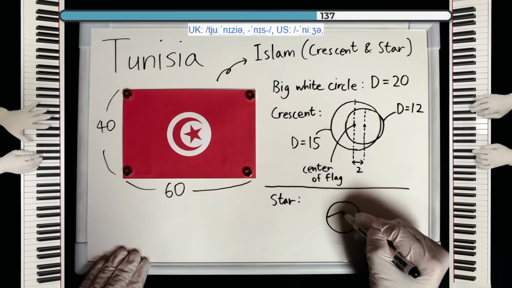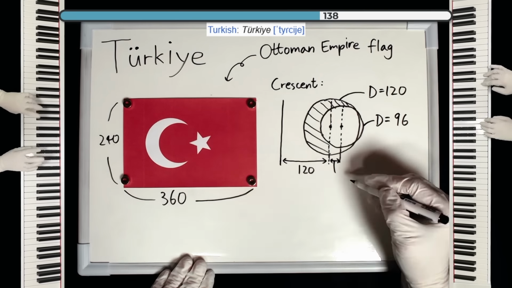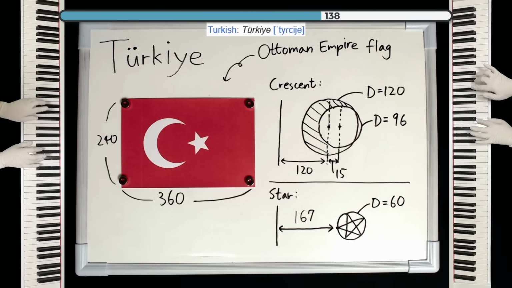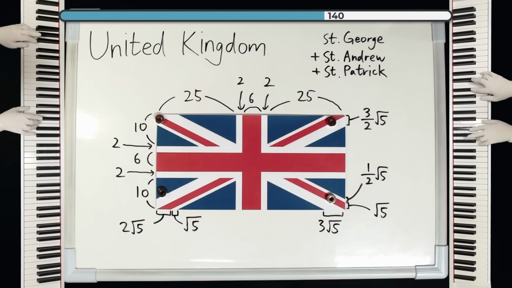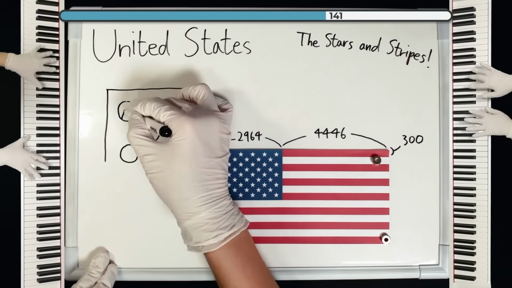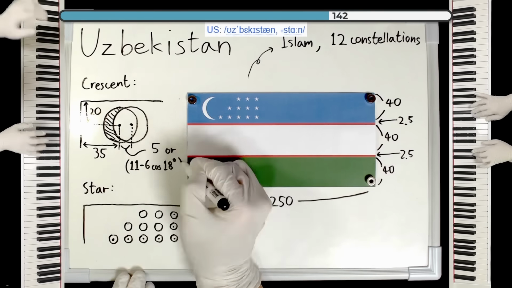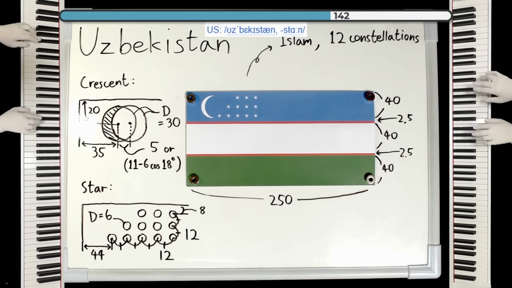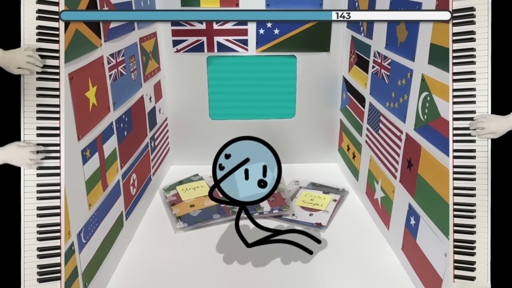Tunisia, Turkey, Tuvalu, United Kingdom, done that. United States. If anyone wants to actually draw this, good luck. Uzbekistan, Vietnam. And that's all the star flags we can do right now.